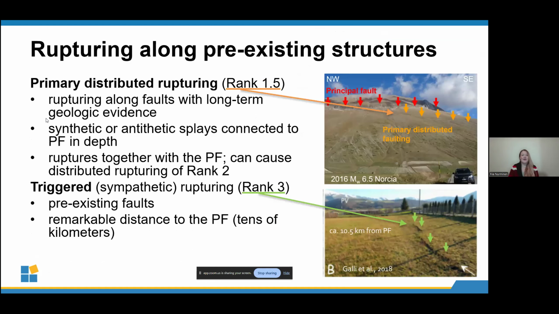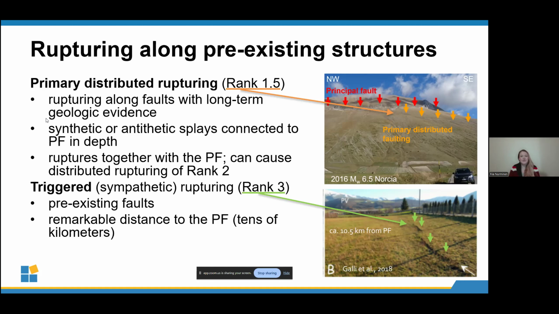However, we can see from various earthquake data that reality is not always as simple as in the previous case. We have other types of distributed rupturing that behave differently, and their occurrence is guided by different factors. First of all, I show two examples here. First, so-called primary distributed rupturing, by which we mean rupturing along splays or other structures that we can assume are connected to the principal fault at depth.